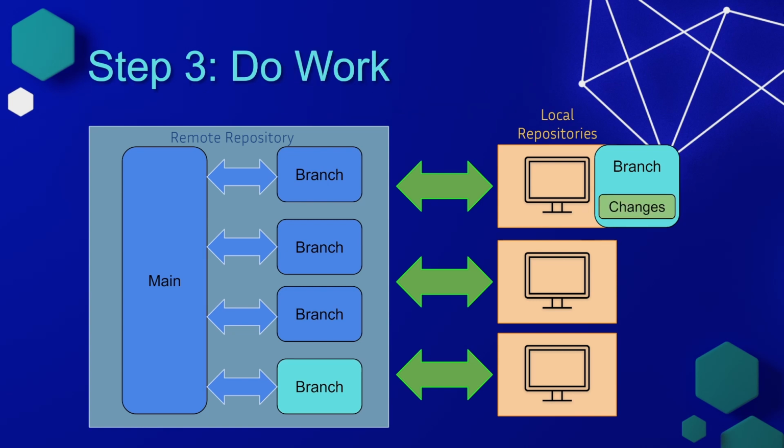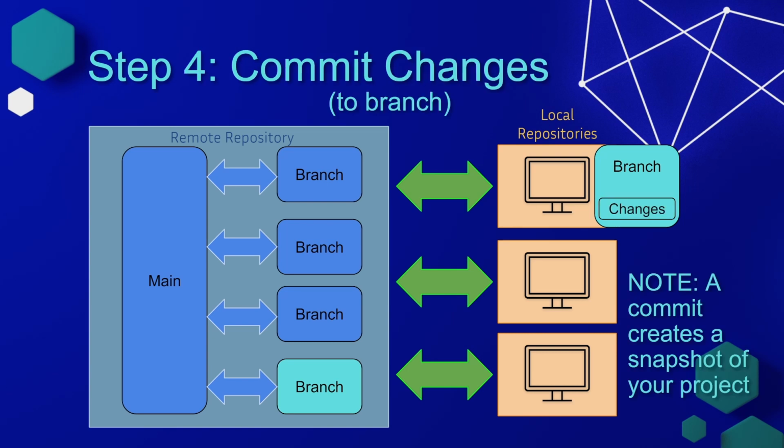The next step will be to start doing your work, and you'll notice that you'll be creating changes to your branch in your local repository, but these changes only exist on your personal machine. They don't exist anywhere else yet. Step four would be that when you're done with the changes and you have everything working the way you want it to, you'll do a commit. And this will mean that the changes are saved on your local branch, and it basically creates a snapshot of your project at that point in time.